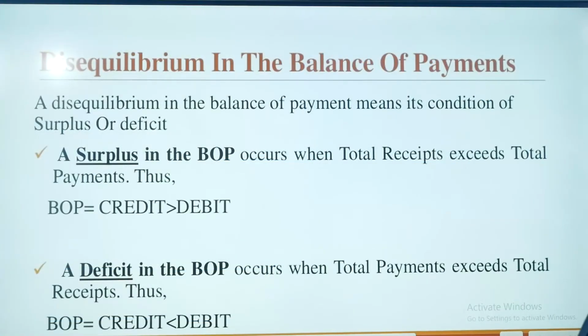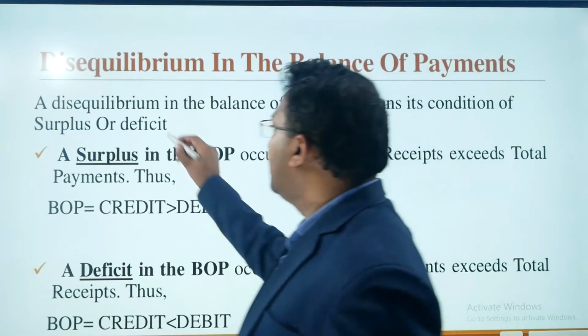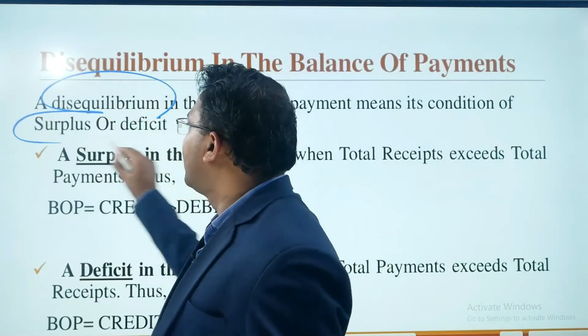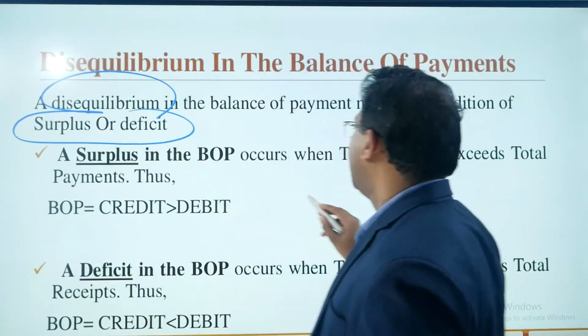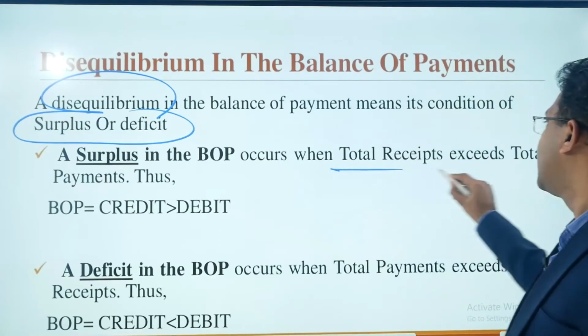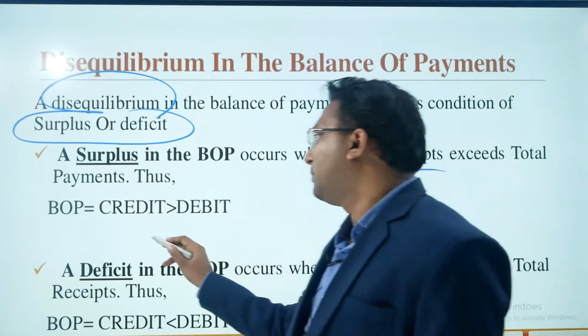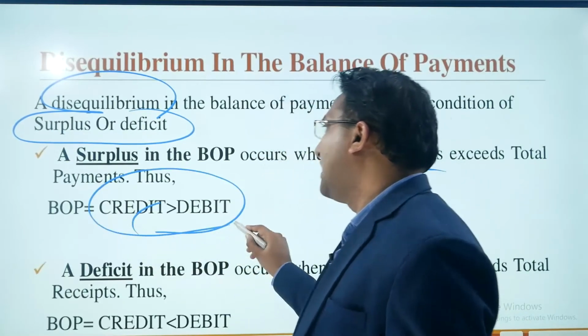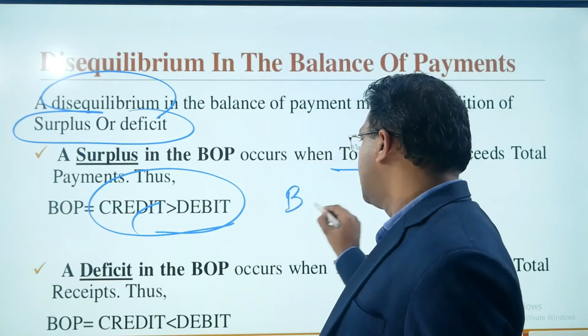Disequilibrium in the balance of payment. Disequilibrium means it can be either in the form of surplus or deficit. A surplus in the BOP occurs when total receipts exceed the total payments. So in the BOP, credit is more than debit. So this is BOP surplus.